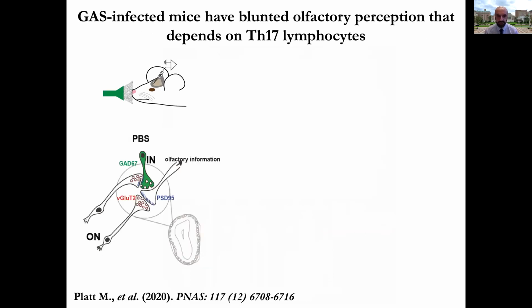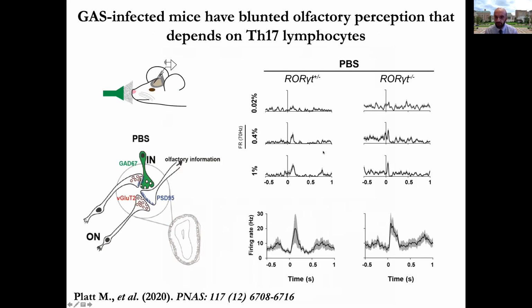So finally, we did a functional study where we wanted to test the ability of the mice to smell. These were live mice where we inserted electrodes to measure the activity of the neurons in the brain. The mice were then presented with different odors, so we could measure whether the mice were able to smell or not. What I'm showing here are mice that have never received infection; on the left are mice that have Th17 lymphocytes, and on the right are mice that lack Th17 lymphocytes.